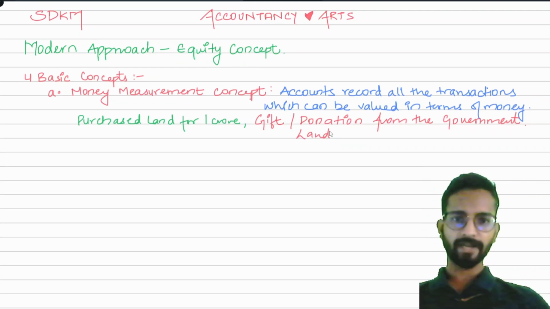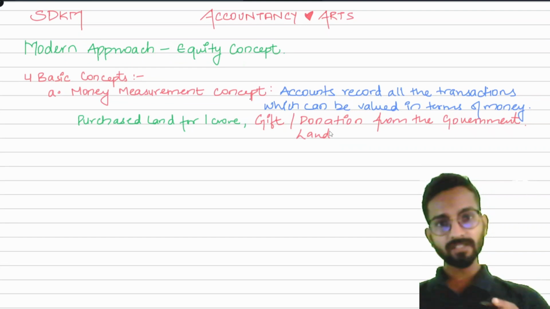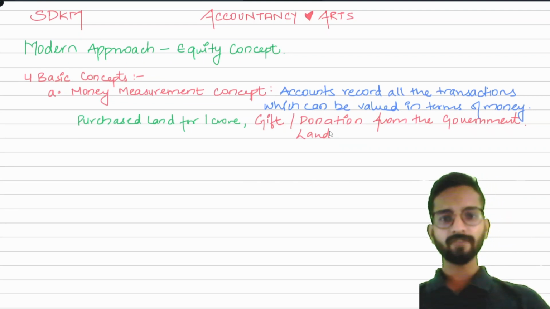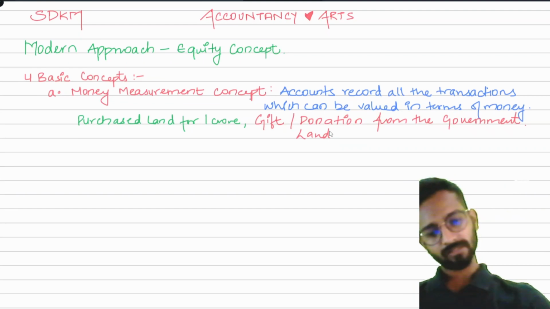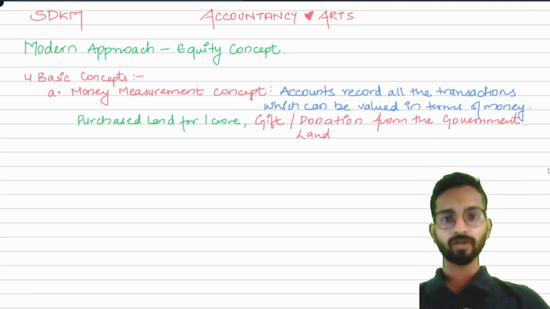See, when I am receiving the land, I know that this land costs 1 crore or 2 crore rupees, whatever is the amount. I have not paid that amount. I am receiving the land as a donation. But we know that there is a value for that particular land. If I can calculate the value of the land in terms of money, I will definitely write that in the books of accounts. Simple enough. It doesn't matter whether I have made the payment or not. The important thing is whether I can calculate that value in terms of money.